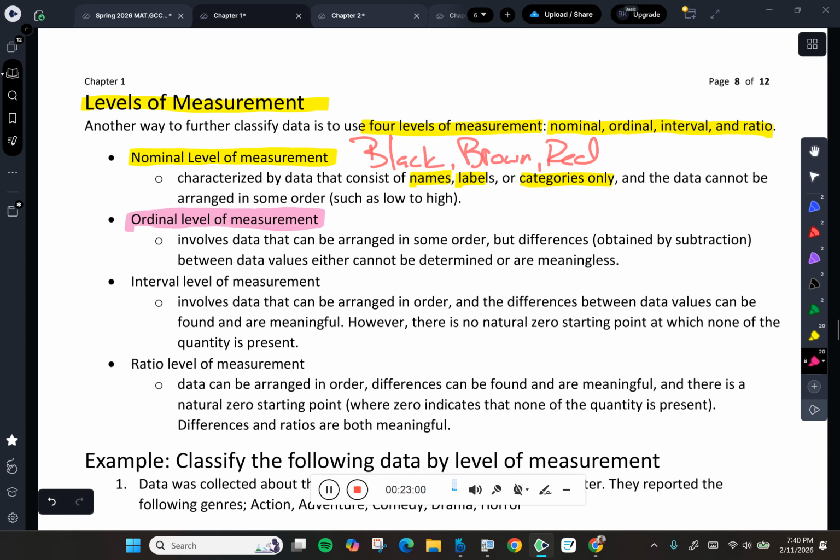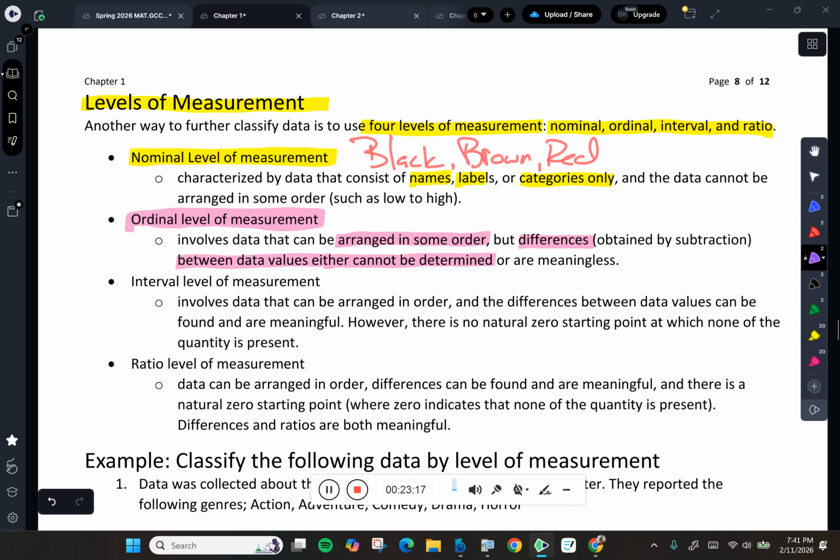One level up from nominal is something called ordinal, the ordinal level of data. Now, in the root of ordinal is order. So this is data that can be arranged in order somehow, but the differences between data values either can't be determined or are meaningless.